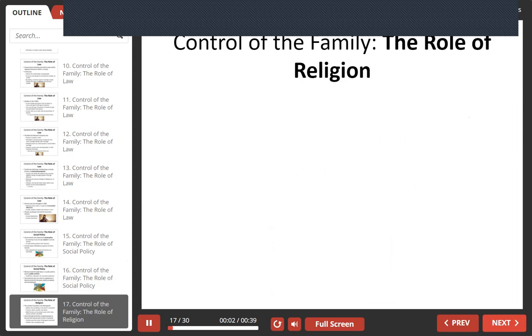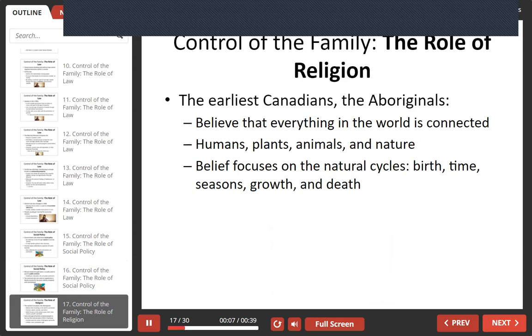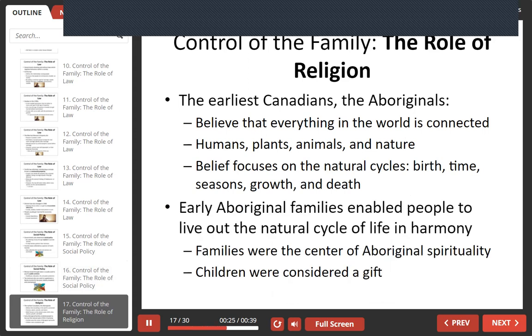Now we're going to be looking at the role of religion in the context of families. The earliest Canadians, which were the Aboriginals, believed that everything in the world is connected. This can be humans, plants, animals, as well as nature. And their belief focuses on the natural cycles, which are birth, time, seasons, growth, as well as death. The early Aboriginal families enabled people to live out the natural cycle of life in harmony, because families were the center of Aboriginal spirituality, and children were considered to be a gift.